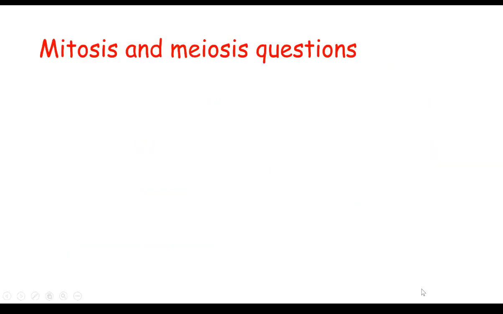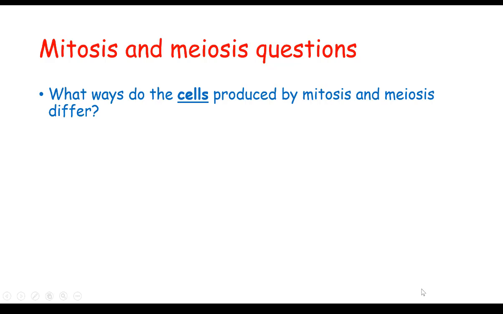Now, in most mitosis and meiosis questions, what you'll have to do is compare them, and there are different questions you can get. What ways do the cells produced by mitosis and meiosis differ? Now, in that case, you would talk about their genetic information. So is it the same as the parent cell? Is it different? You would talk about the number of chromosomes, and in that you would also talk about haploid and diploid.